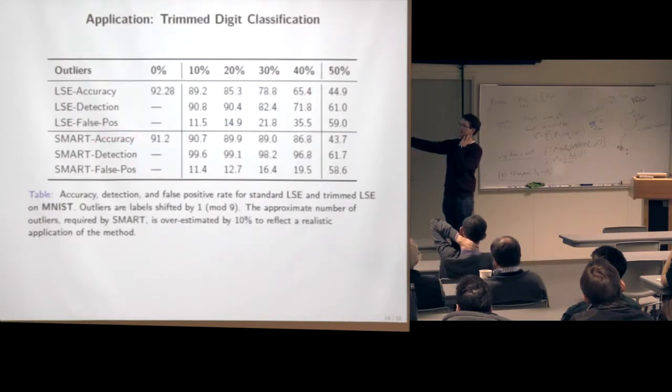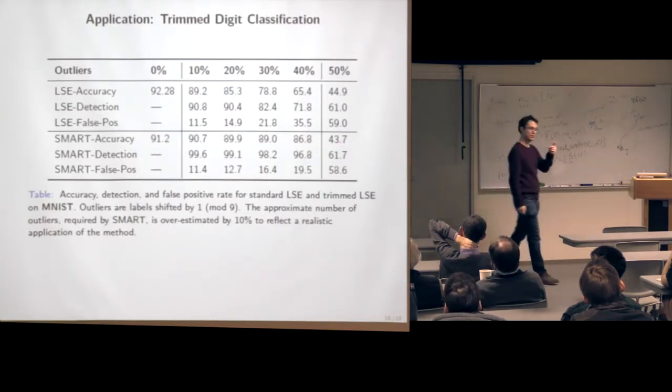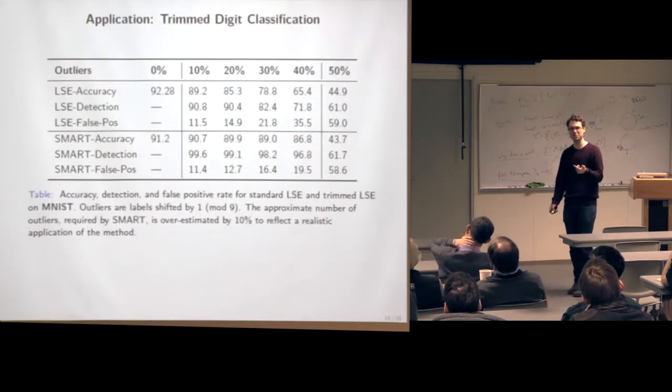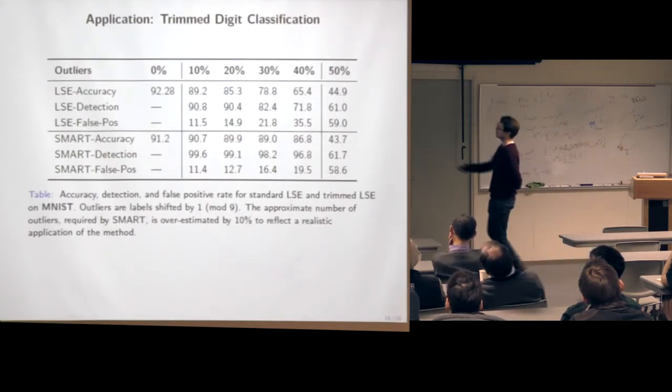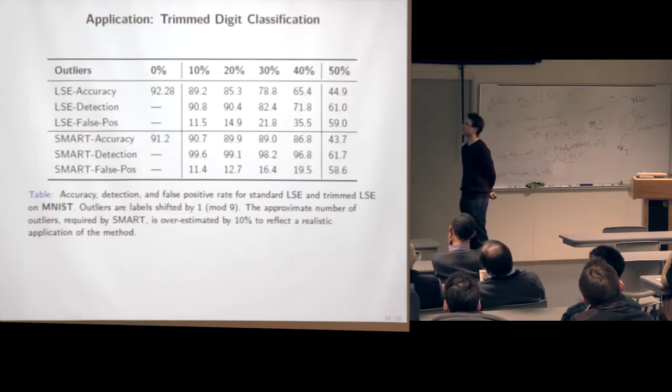Comparing this with trimming, trimming identifies the correct set and only, I'll say, gracefully goes down in accuracy all the way up to the 50% level, where you have no guarantees at all. If you have 50% outliers, okay, try something else. It's not going to work well. But at this point, you do poorly.